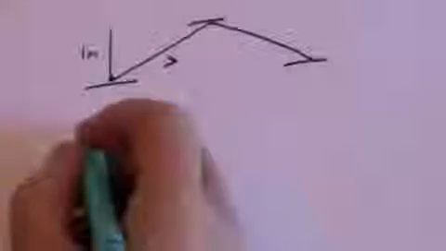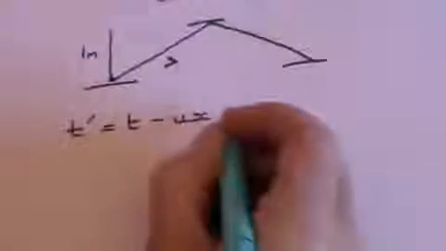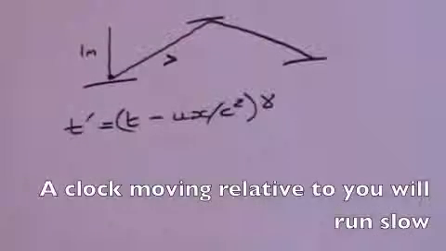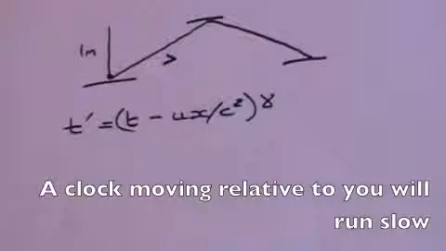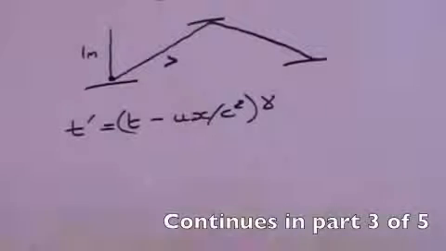And that leads to the conclusion which comes from the formula that tells us that t prime equals (t minus ux over c squared) times gamma. What this is saying is that if I observe a moving clock, I will say that that clock is running slow. Every observer observing a moving clock will see that moving clock moving forward in time at a slower rate than their own clock.